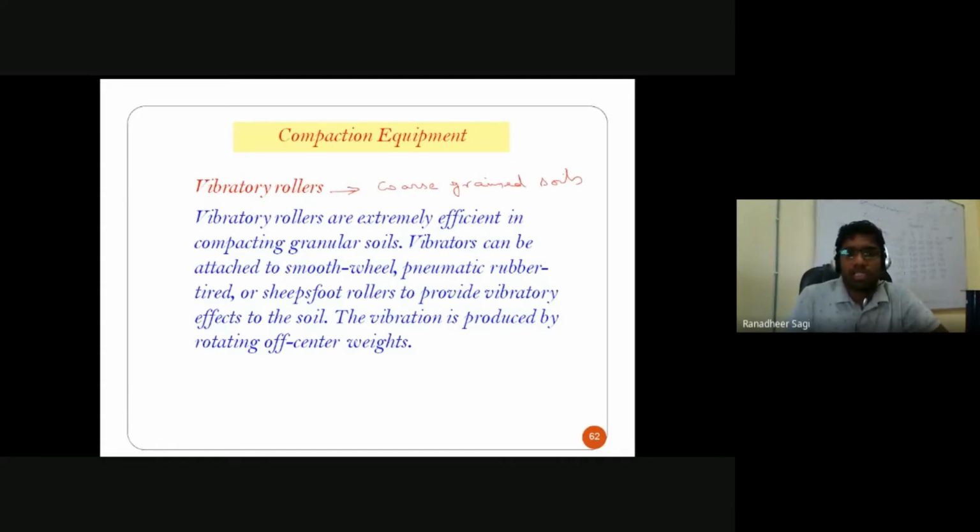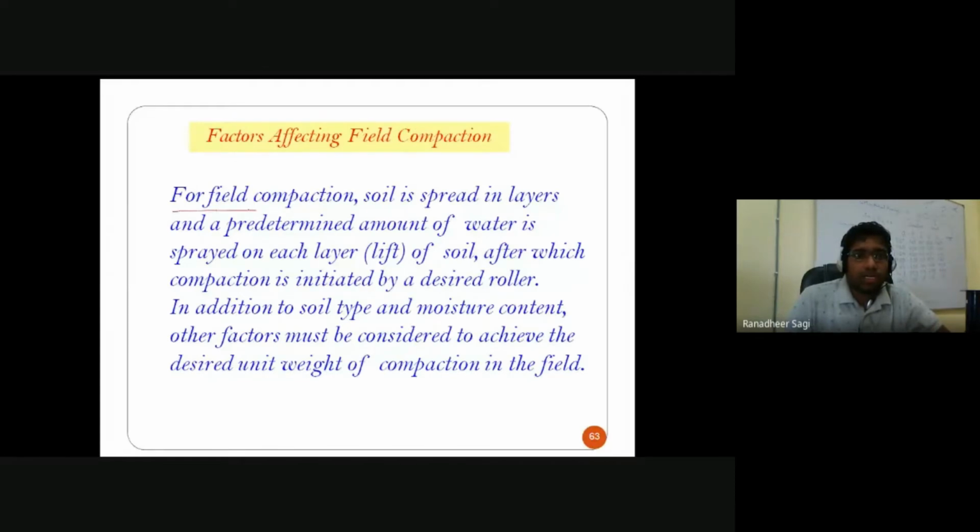Vibratory rollers are extremely efficient in compacting granular soils. Vibrators can be attached to your smooth wheel or your pneumatic rubber tired or maybe your sheep foot rollers. Along with that, if the vibration mechanism can be introduced, then you can achieve better compaction for those soils. While carrying out the field compaction, there could be various factors that influence the amount of compaction you can achieve in the field. So what are the different factors that affect the compaction you are trying to carry out in the field?